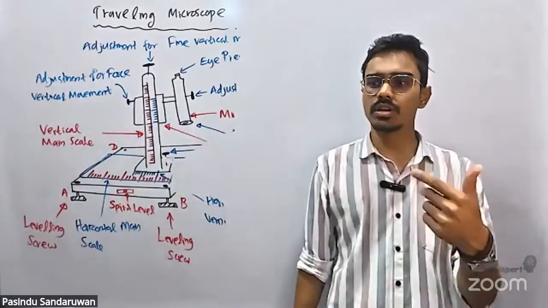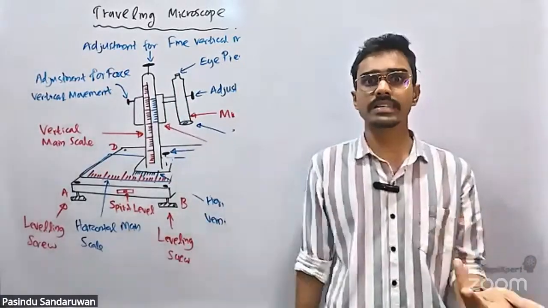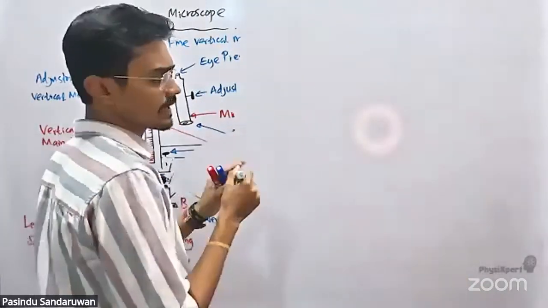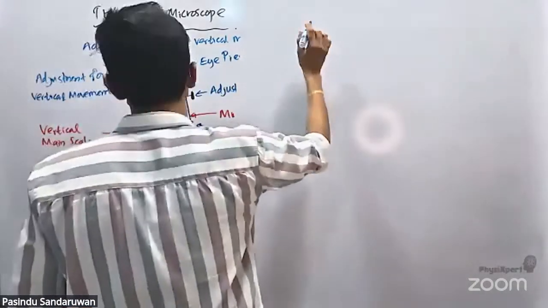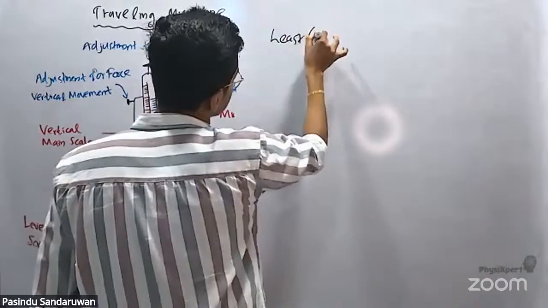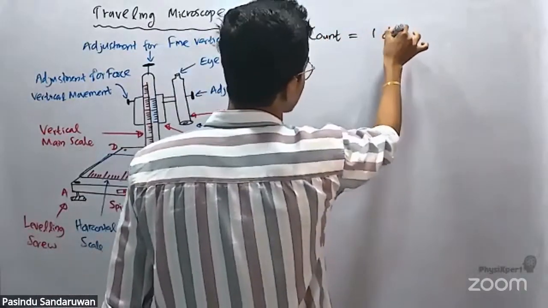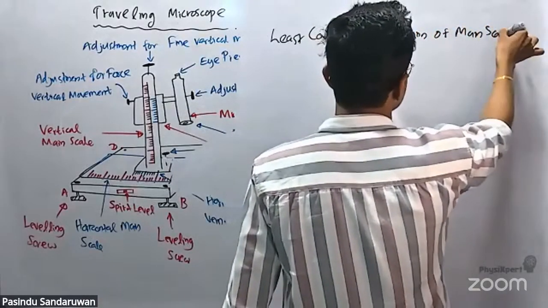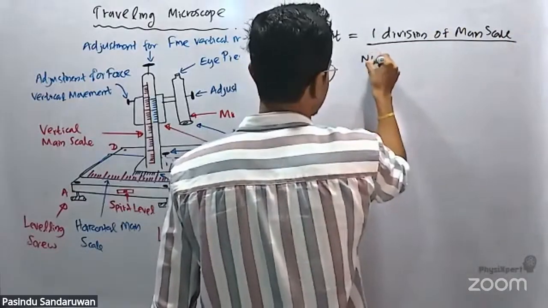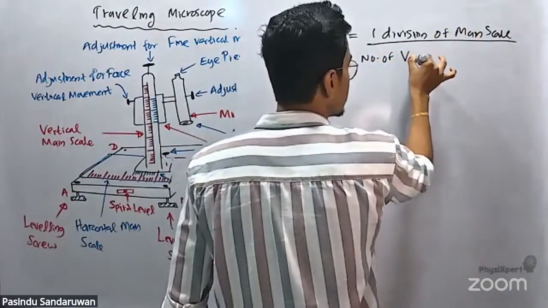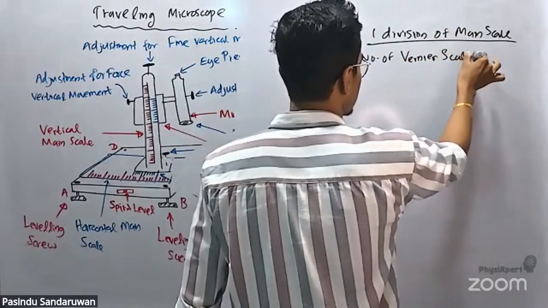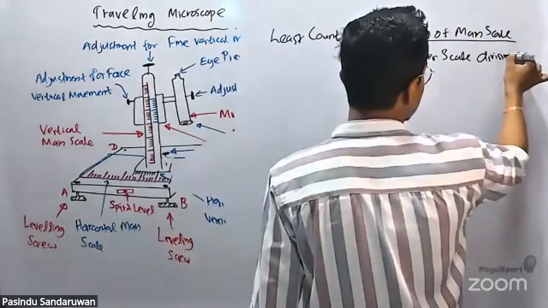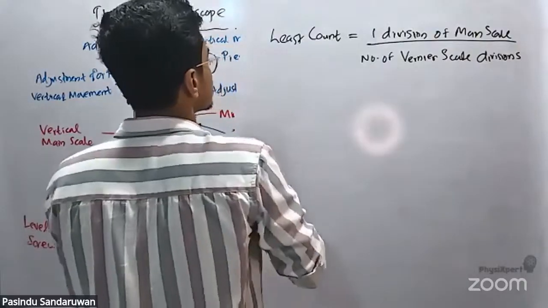In vernier caliper, we have only one vernier scale. Here we have two vernier scales of similar type. Right? So least count can be written as, look at the board. Least count can be written as one division of main scale over number of vernier scale divisions. This is the equation.